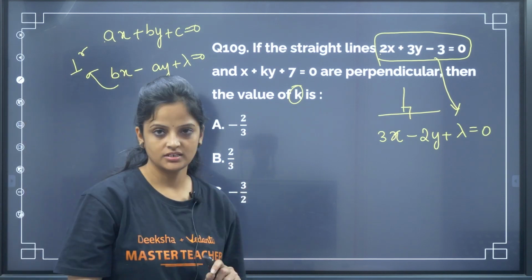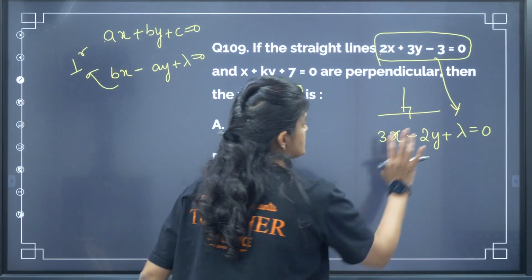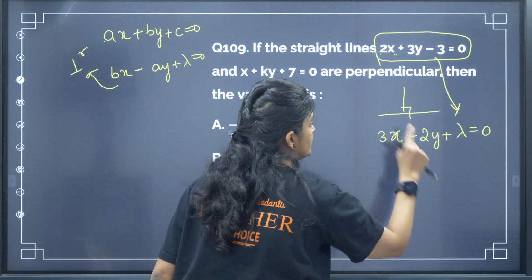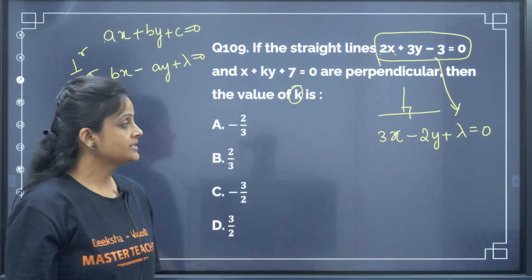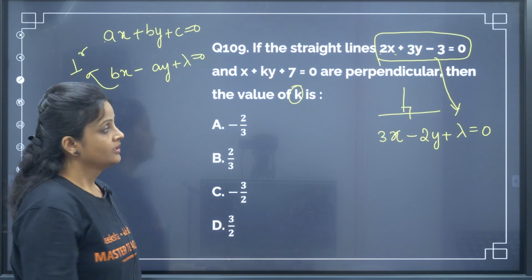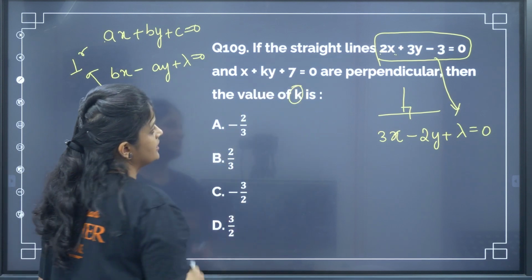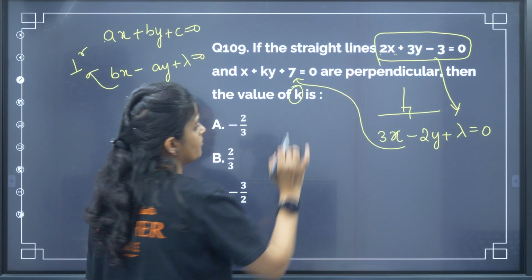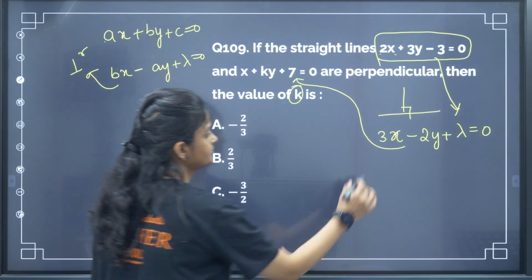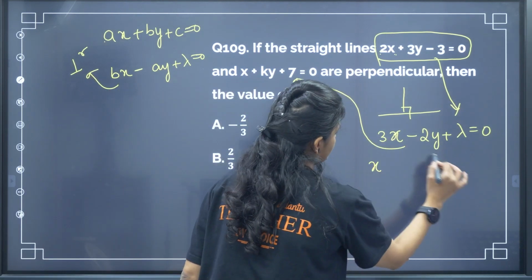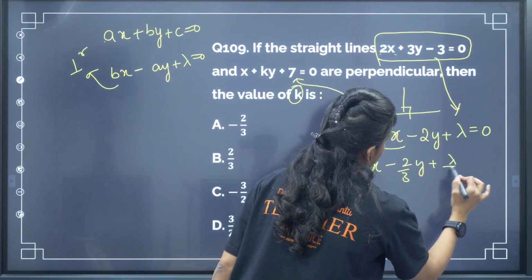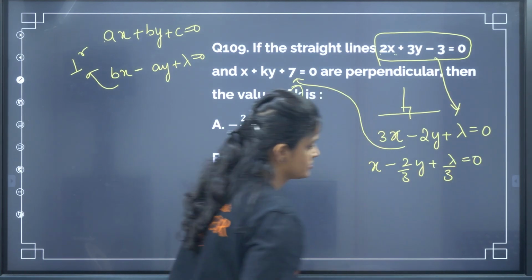Same thing we have done here. Now this is the form. Any line perpendicular to this line should be in this form. But see what they have given: x plus ky plus 7 equal to 0. So we have to bring this line to this form now. Take 3 down, lambda by 3 equal to 0.